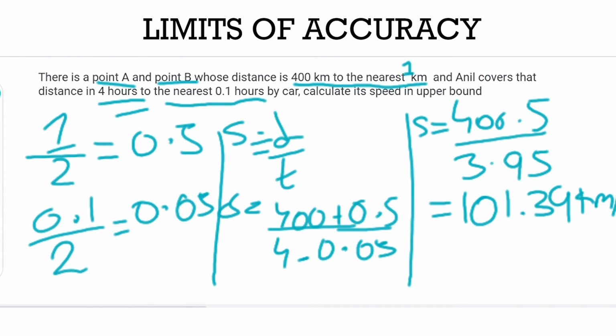If it was asked to calculate the speed in the lower bound, we would take the time greater and the distance lesser. So we will get the lower bound of the speed. So yeah, that's how we could do questions like this.